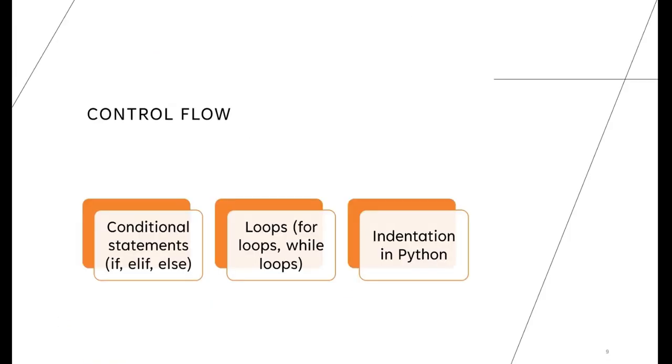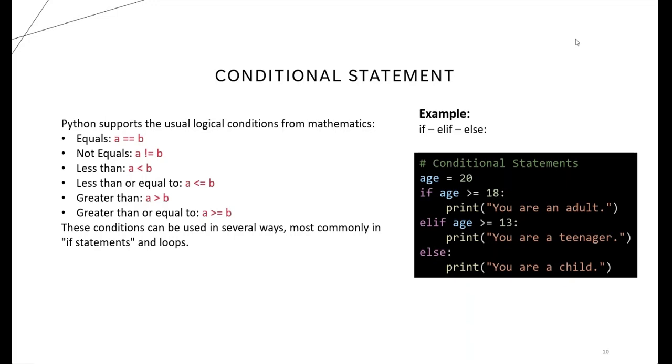Now let's talk about control flows. In control flows, we have conditional statements like if, elif, and else, loops like for loops and while loops, and indentation in Python. In conditional statements, we have if, elif, and else. Unlike other languages, Python has a shortcut for else if, that is elif, and we don't have to use any brackets in it.